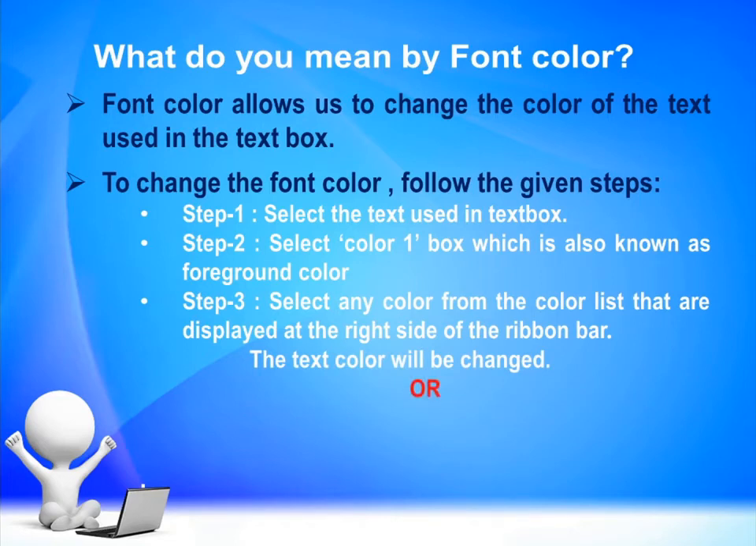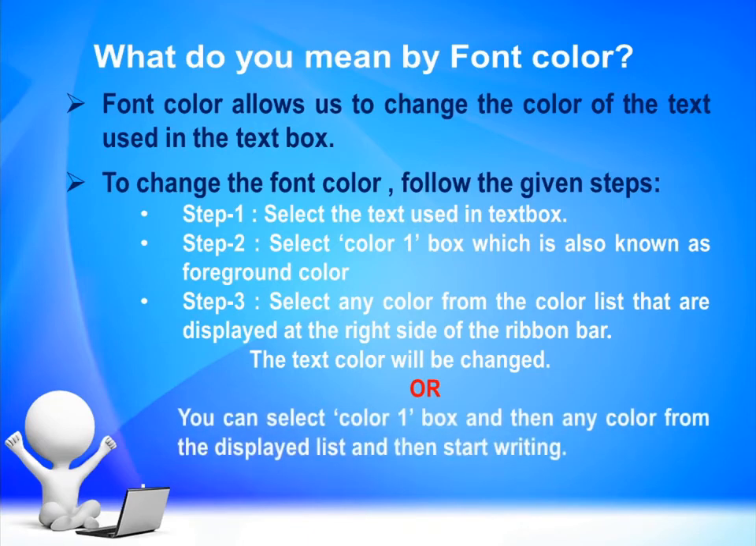Or you can select color 1 box and then any color from the displayed list and then start writing. The text color will be shown there.